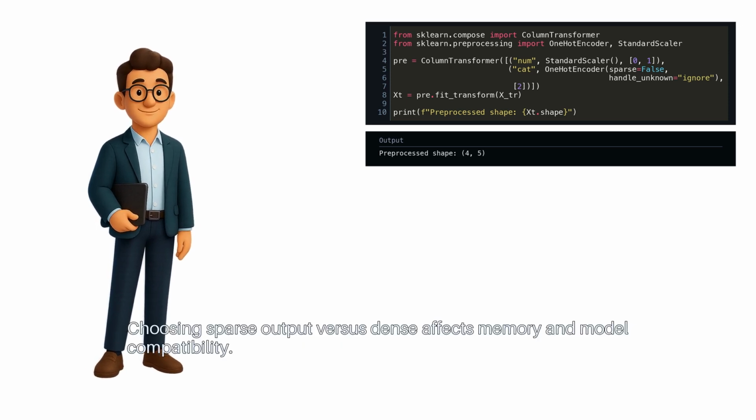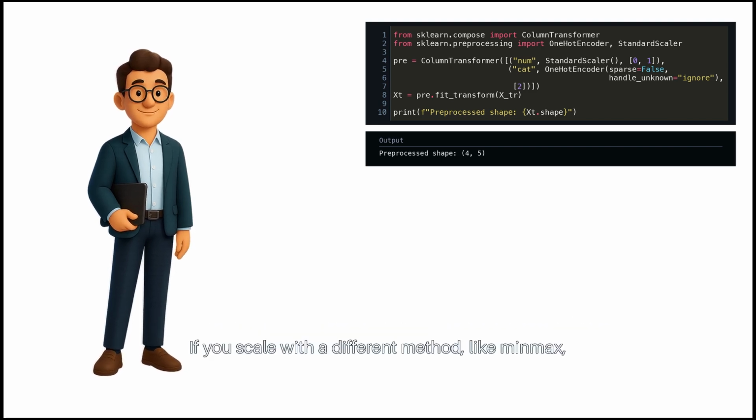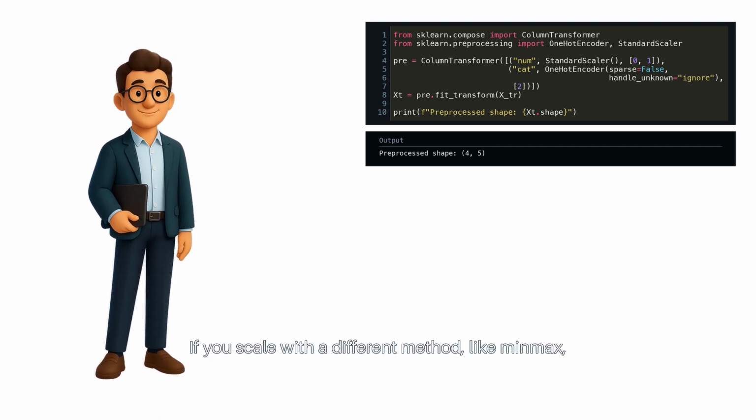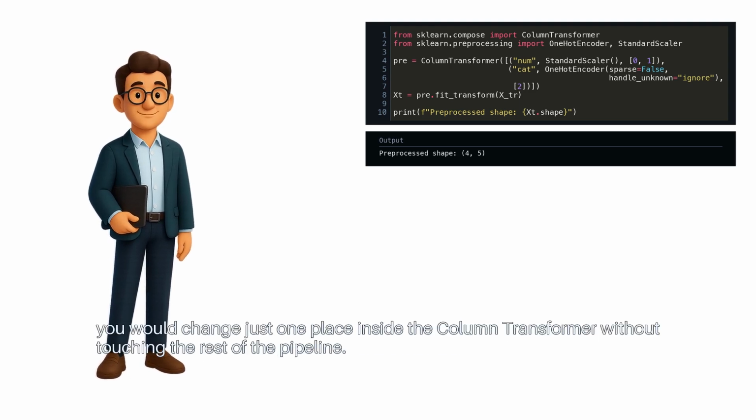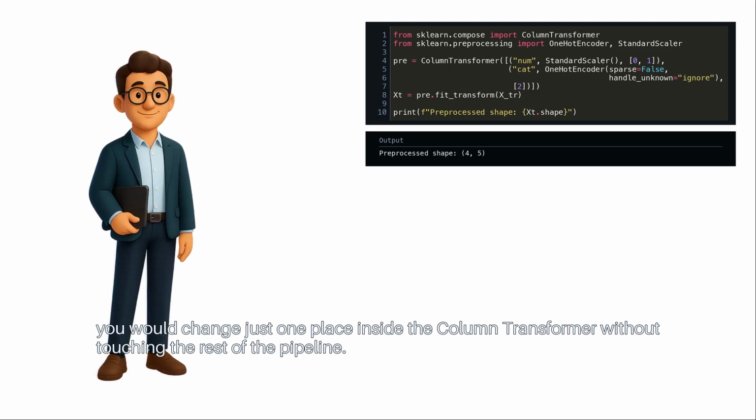Choosing sparse output versus dense affects memory and model compatibility. If you scale with a different method, like min-max, you would change just one place inside the ColumnTransformer without touching the rest of the pipeline.